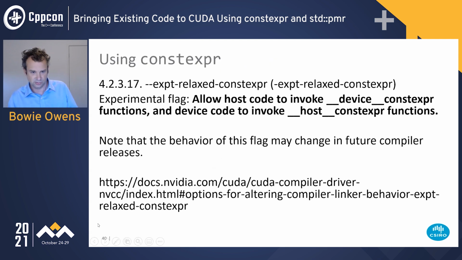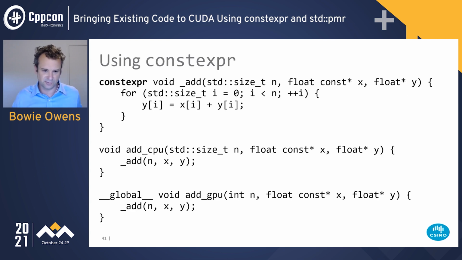Okay, so there is a flag on the NVIDIA compiler that is difficult to pronounce. What it does is it allows you to treat constexpr functions as if they had been annotated as host and device. I've got the link there to the documentation on that for people who want to look at it later. And of course, it's an experimental flag. Behavior may change.